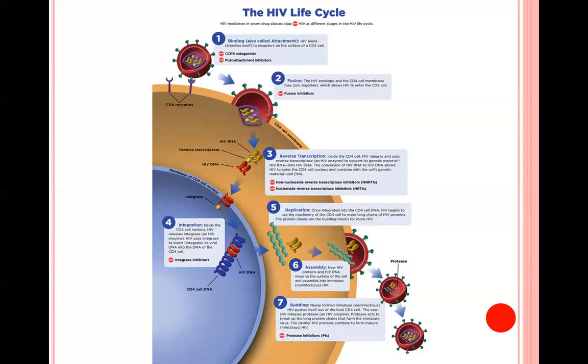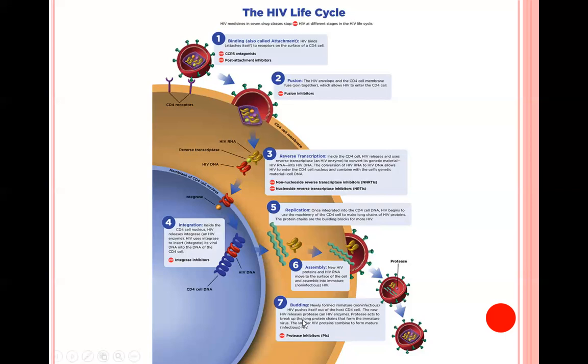New HIV proteins and HIV RNA move to the surface of the cell. Now it's moving back out of the cell and assembled into immature HIV. They're immature, so they're not infectious yet. So then we have to go to the budding. They have to mature. Budding: newly formed, immature, non-infectious HIV pushes itself out of the CD4 cell. The new HIV releases protease. That's an HIV enzyme. This word protease inhibitor might sound familiar too, because they created one of the COVID-19 drugs as a protease inhibitor.